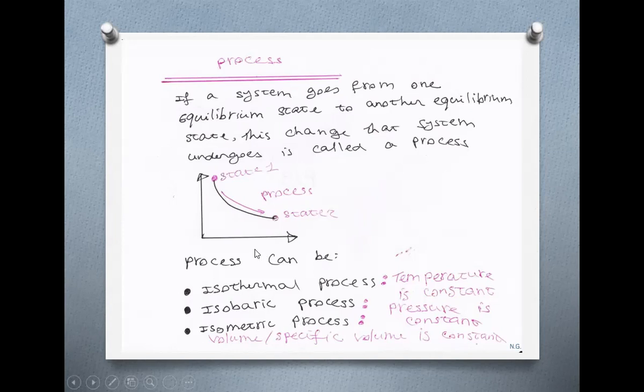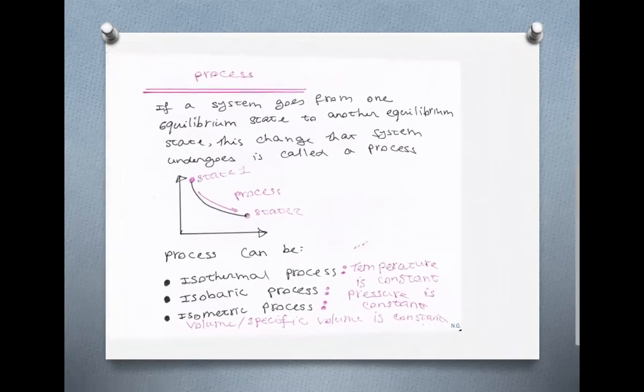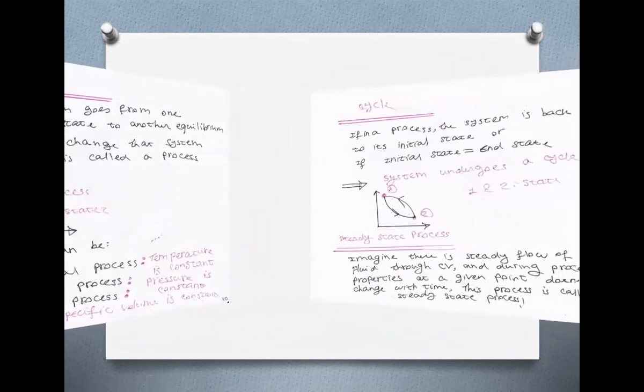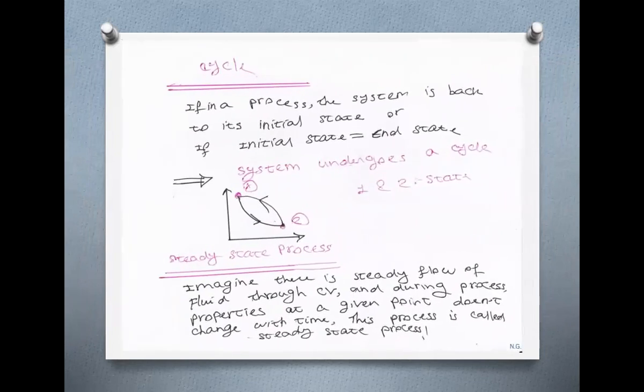And also the volume of the system can remain constant during this process. Volume being constant means the process is isometric. So isothermal means the temperature remains constant. You are going to hear these terms, and we are going to have different cases under different conditions for different processes.